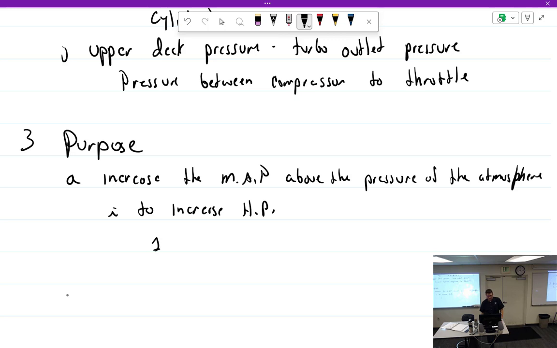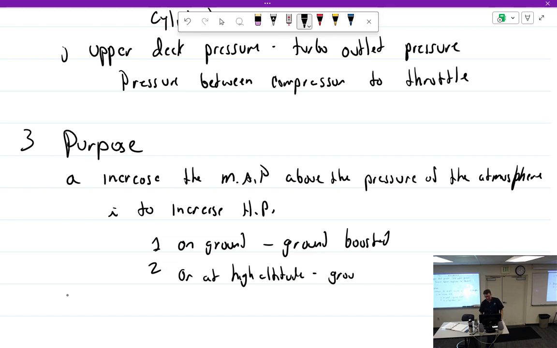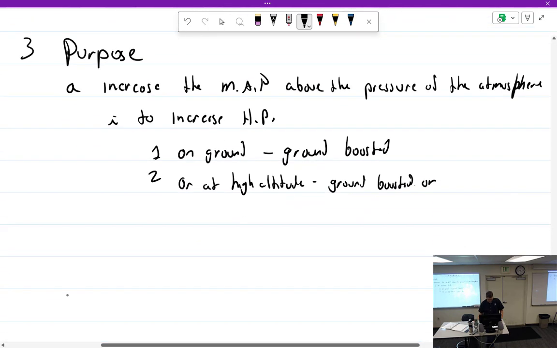If it happens on the ground, we call it a what? Ground boosted. And if it is not boosted on the ground, or at high altitude, it is normalized.